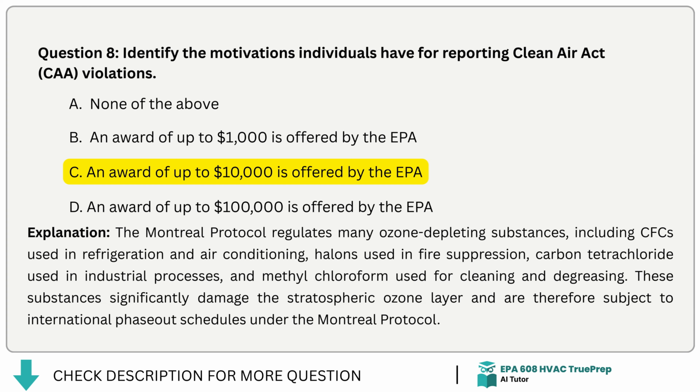To encourage the reporting of environmental violations, the Environmental Protection Agency may offer a monetary reward of up to $10,000 for tips that lead to a successful enforcement action under the Clean Air Act. This incentive is intended to promote accountability and compliance with regulations, particularly in the handling, recovery, and disposal of refrigerants. The EPA values whistleblowers as an important part of environmental enforcement.